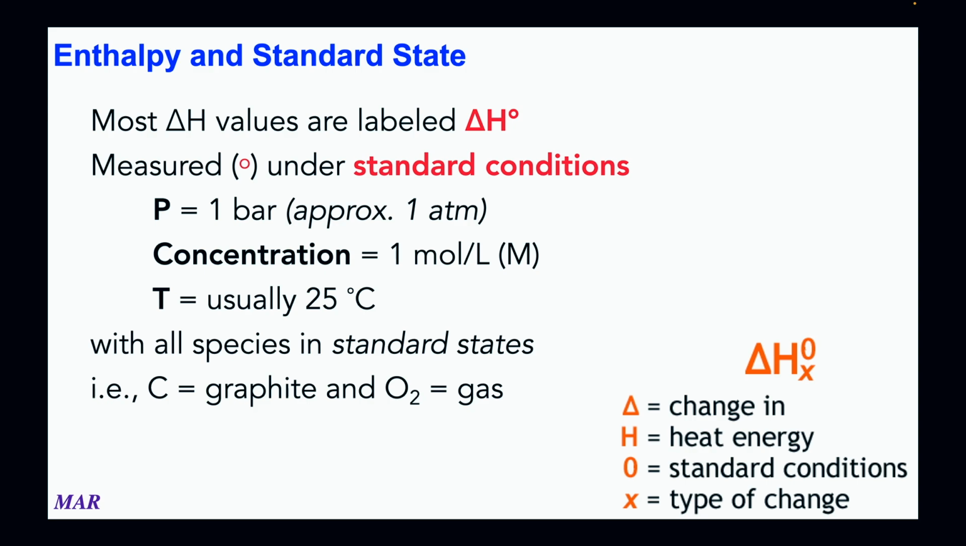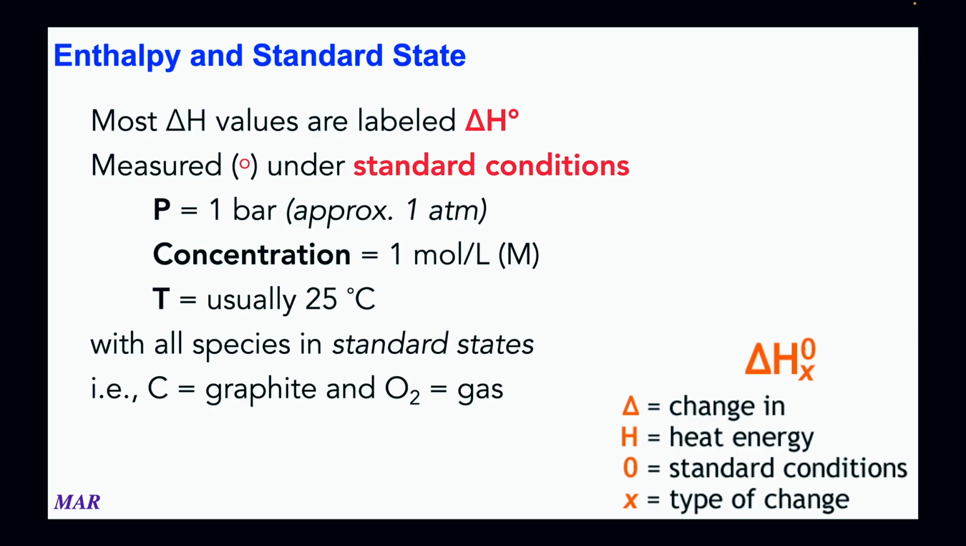So carbon's standard state, the one you see most often, is graphite. You wouldn't use diamond because that's a lot more expensive and rare. You wouldn't use C60, stuff like that. Oxygen, you would have as a gas because that's what we're used to dealing with. We breathe it in. It wouldn't be liquid oxygen or something like that. So if you see that little degree symbol, it just means standard conditions. And these are the kind of conditions you would have under standard times.